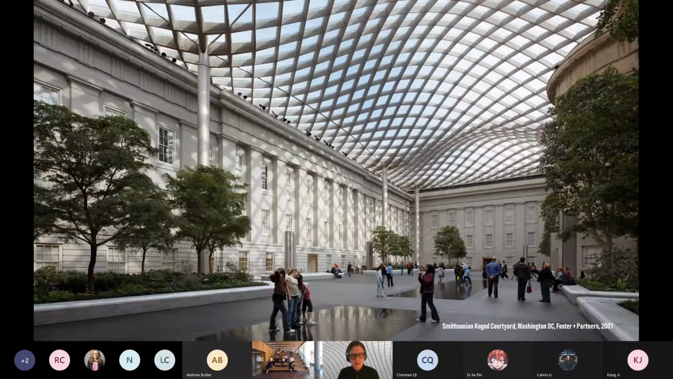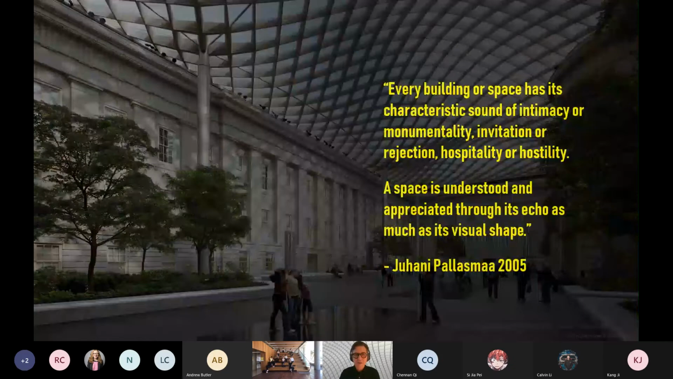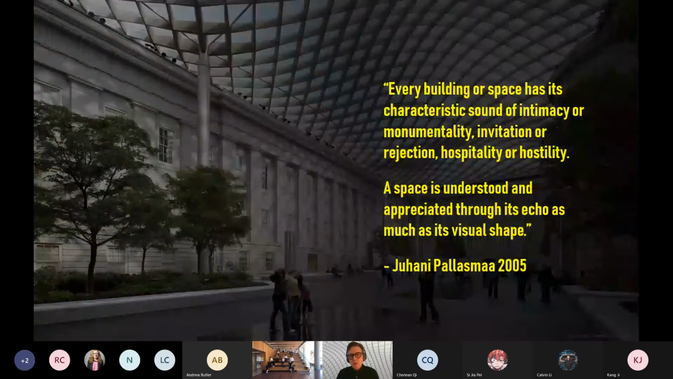So this is the project as it is built, and it sounds great, by the way. I don't know if it's ever been tested, but having gone there, it's a really quite nice acoustic characteristic within the space.